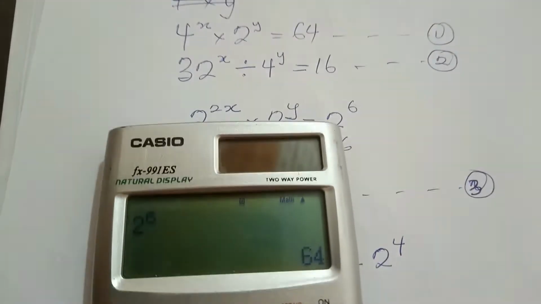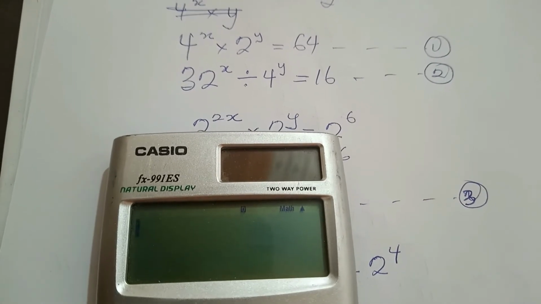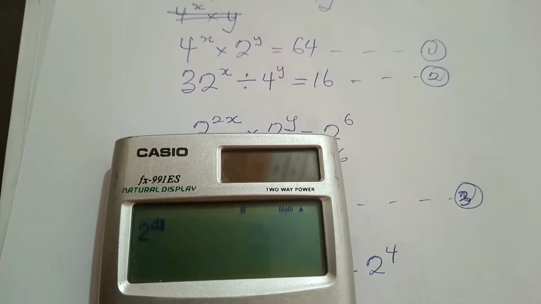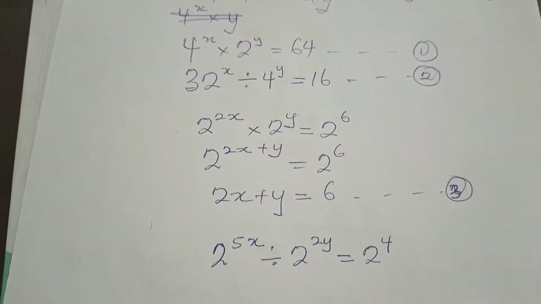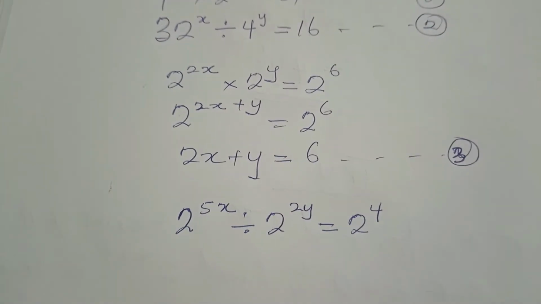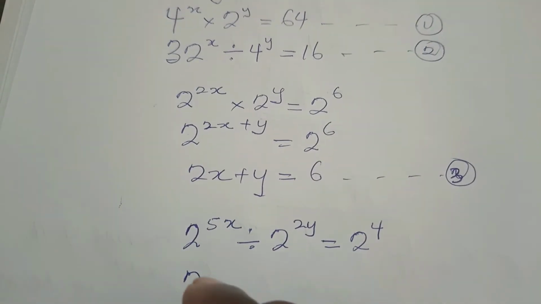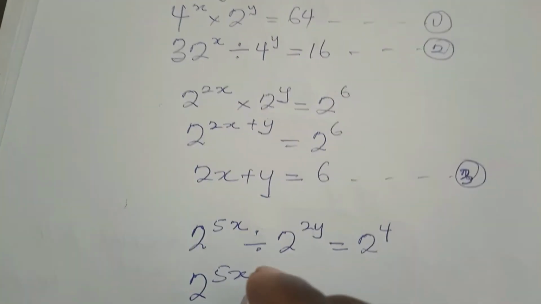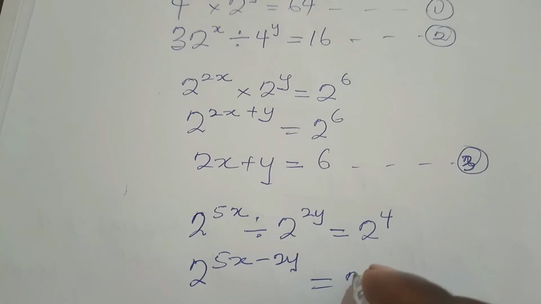You can just verify that to be sure. Always use the calculator to verify your answers. So 2 exponent 4. Because there's no special award for thinking from your head. It makes it faster, but it's more important when you verify with the calculator and you are very sure of your answer. So this will give us 2 exponent 5x minus 2y being equal to 2 exponent 4.